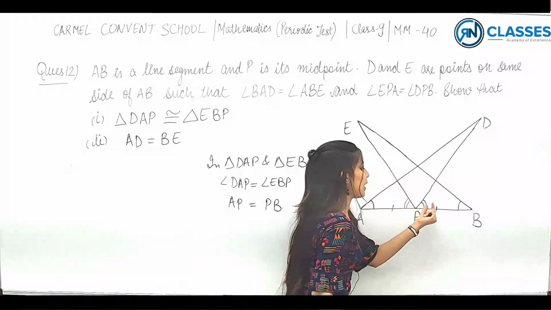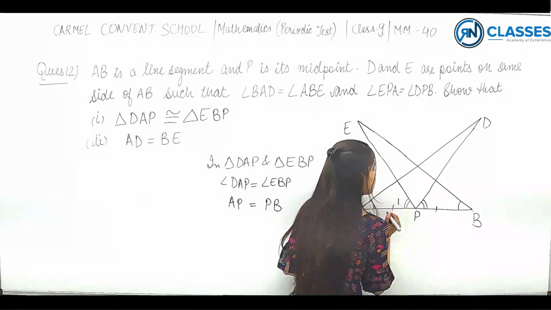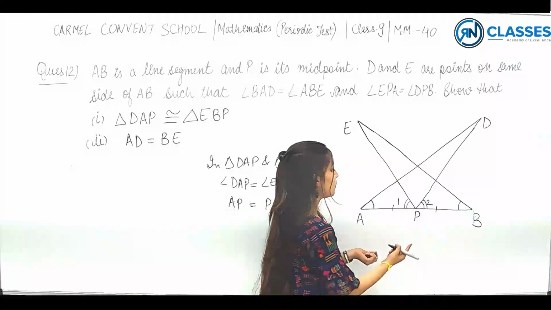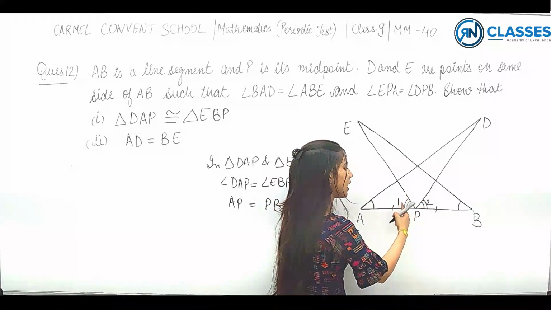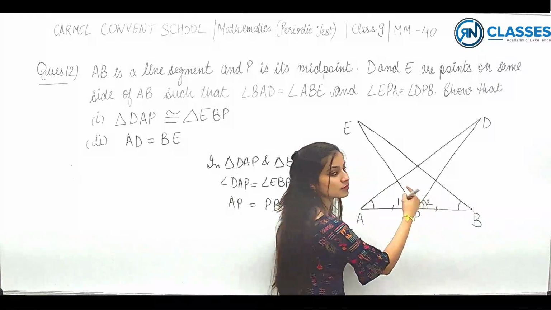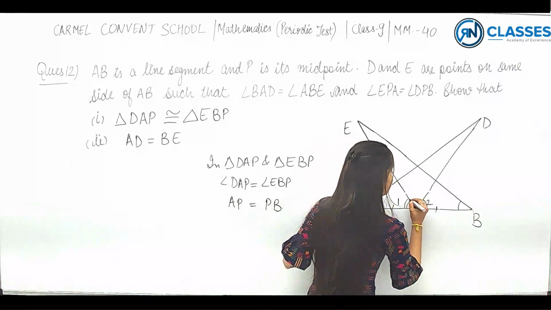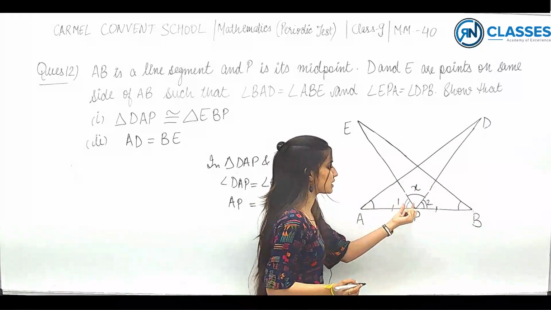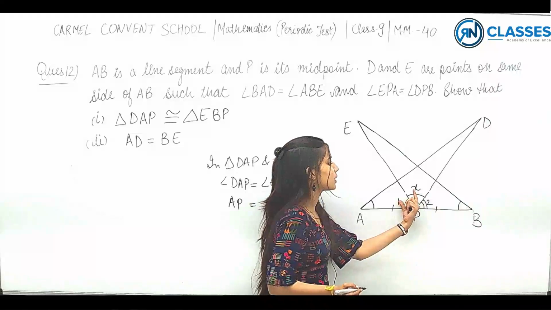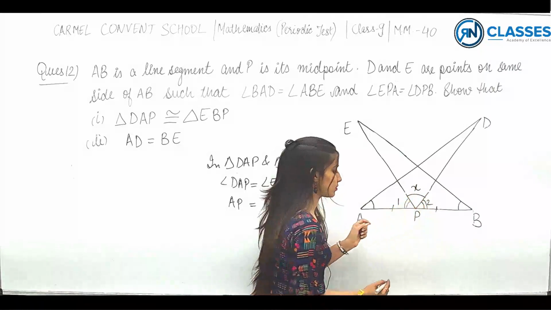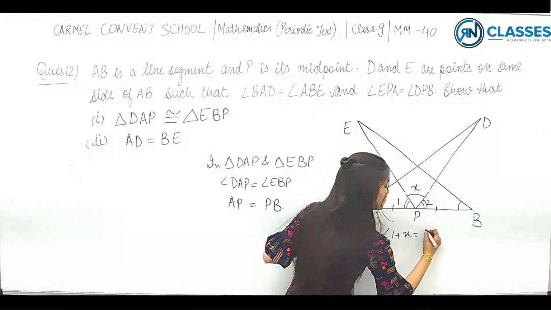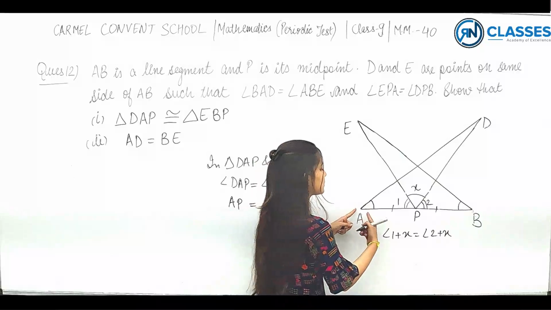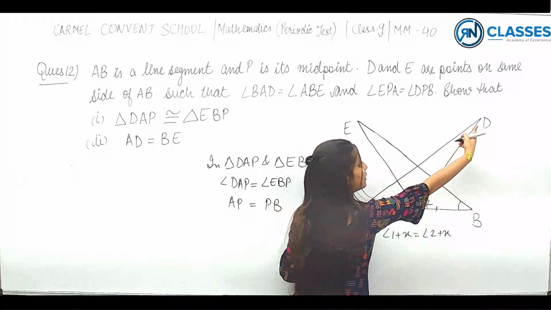We are given that these two angles are equal, so this is angle 1 and this is angle 2. Angle 1 and angle 2 are equal. But I need this angle and this angle. Right? So if I name this angle as X, if angle 1 is equal to angle 2, then angle 1 plus X is equal to angle 2 plus X, right? And angle 1 plus X is what? It is nothing but angle APD.